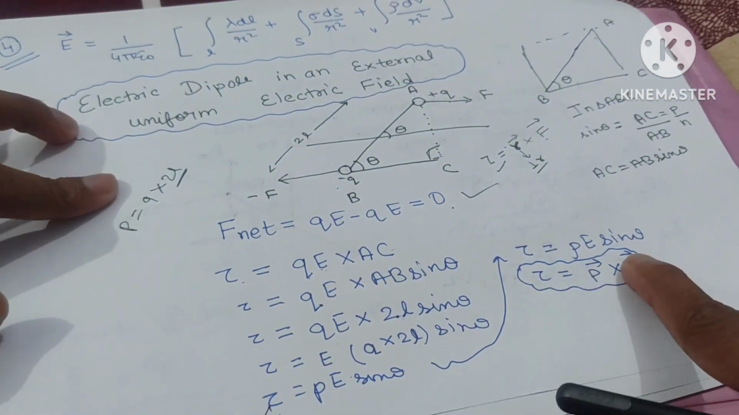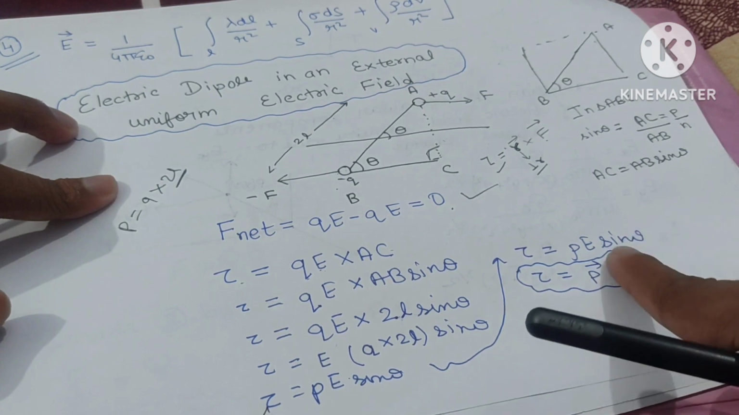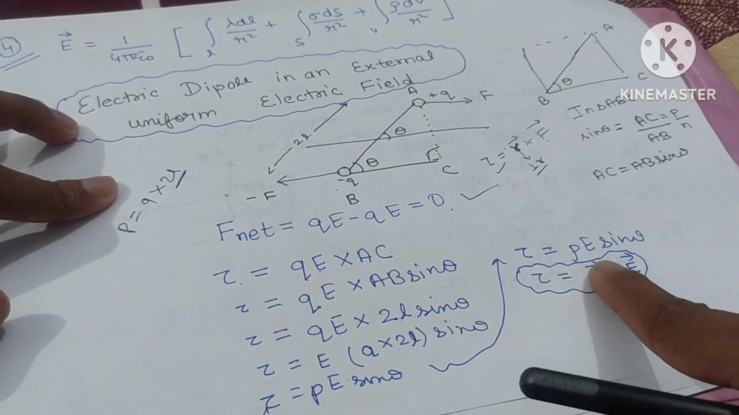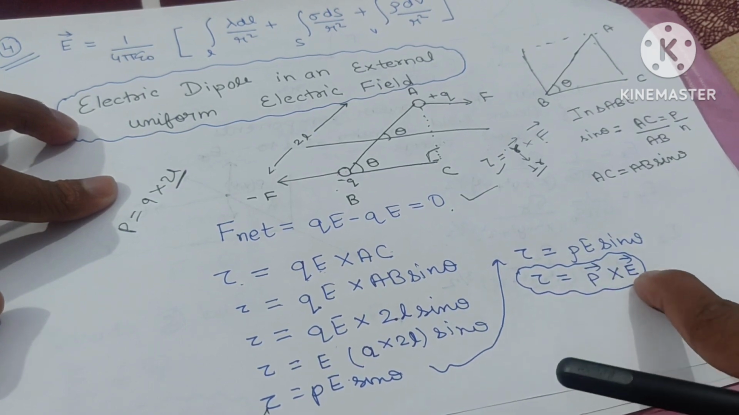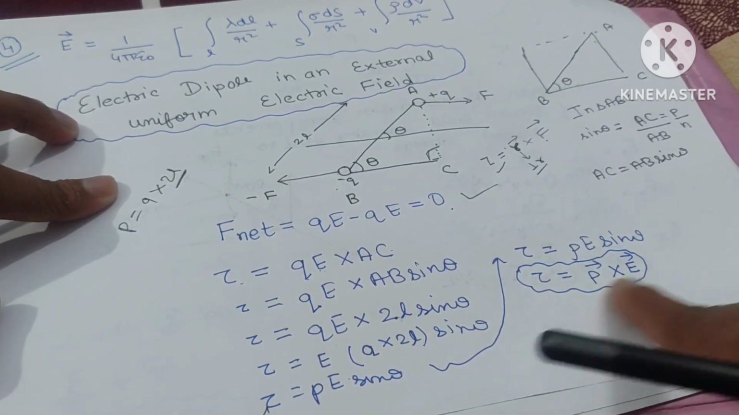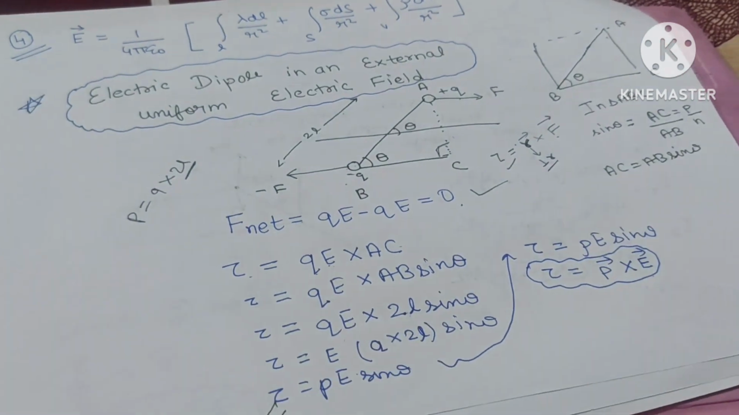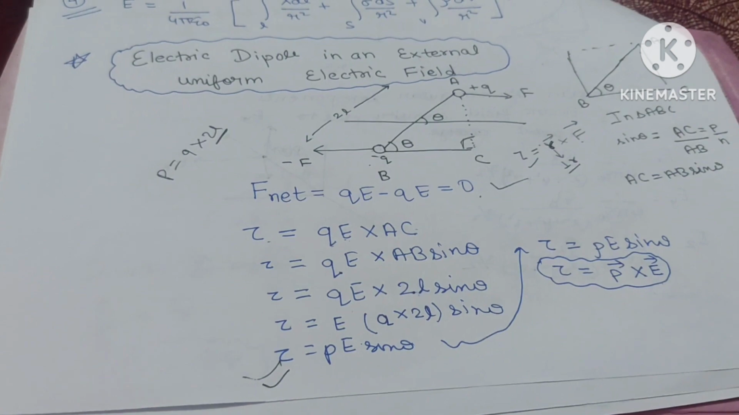Okay, but if you want to cancel the sine theta, what we'll do is cross multiply with E. Because the cross of P and E will be PE sine theta. So that's it. That's the derivation.